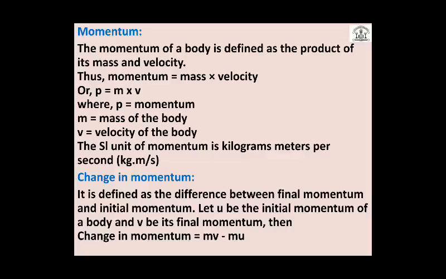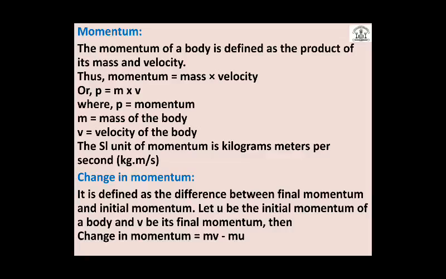So momentum is nothing but a product of mass and velocity, which means what is the mass of the object as well as how fast it can move. It actually indicates either the moving object or the object at rest, so it includes both. And the SI unit of momentum is kilogram meter per second, or kg m/s.